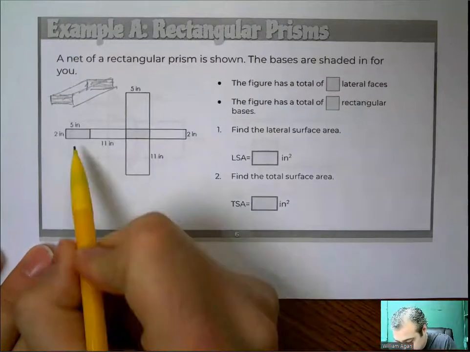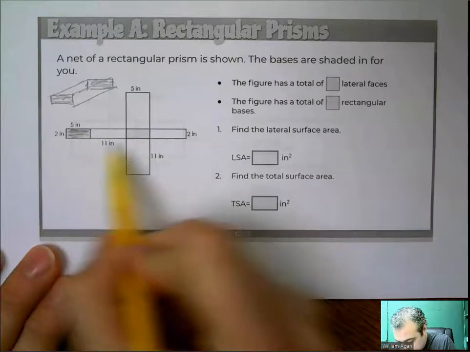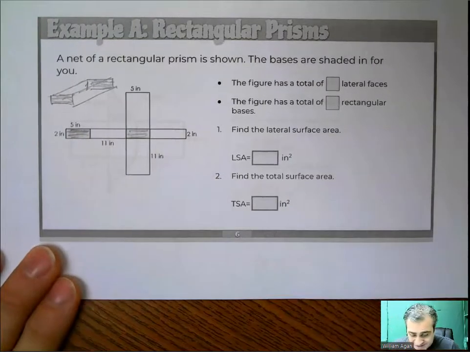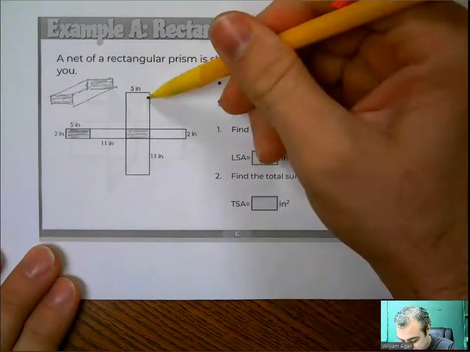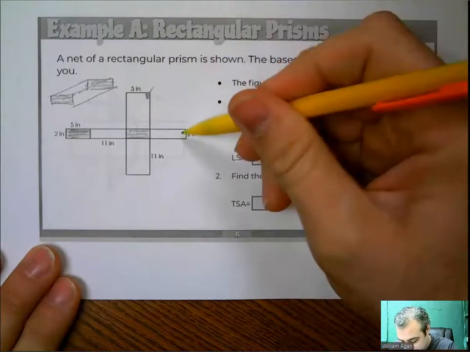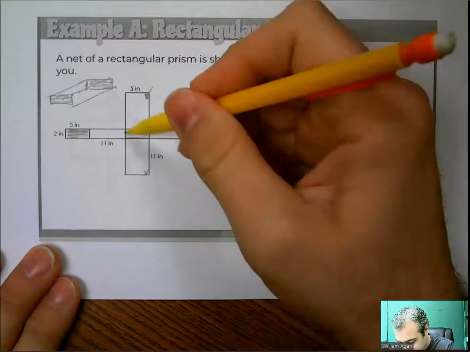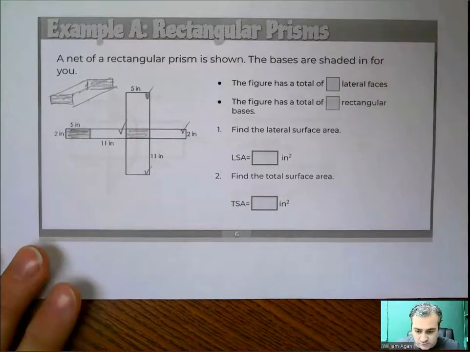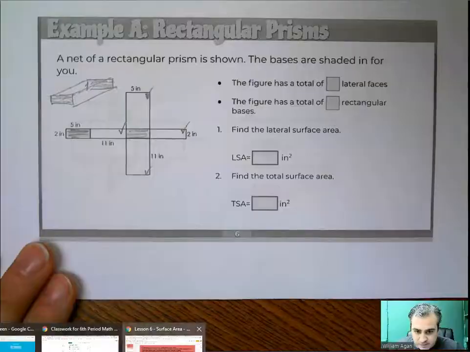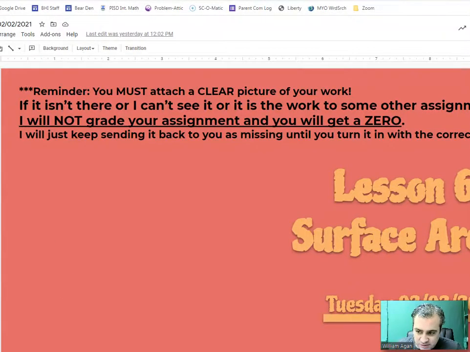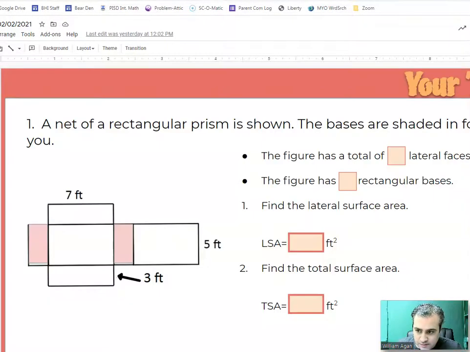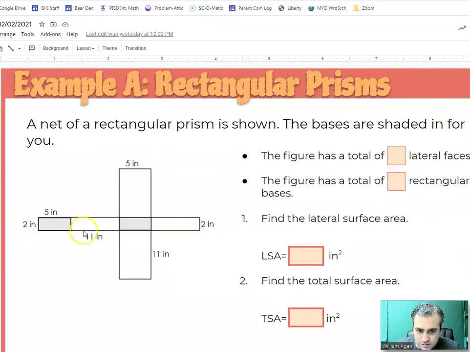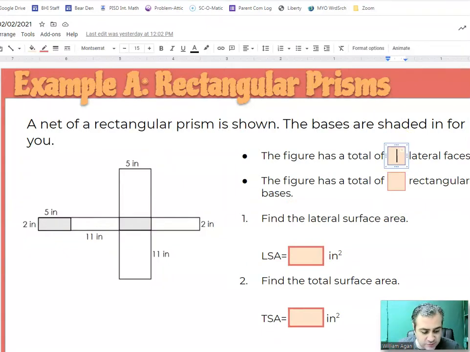It's every face of the prism that is not the base. So if you look at this, these are shaded right here, so these are your bases. So this is a lateral face, this is a lateral face, this is a lateral face, and this is a lateral face. So there are 4 lateral faces. Let me see if I can type in there and show you. So right there you would just type 4. Perfect.